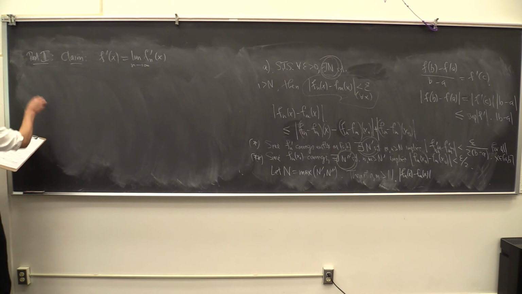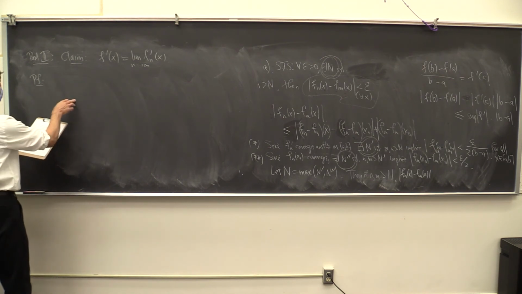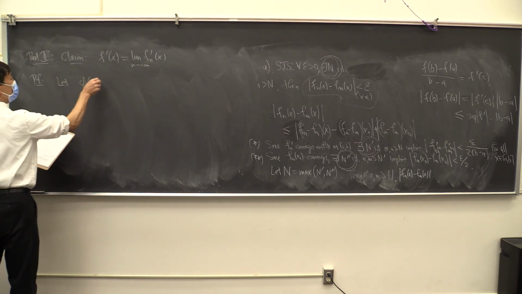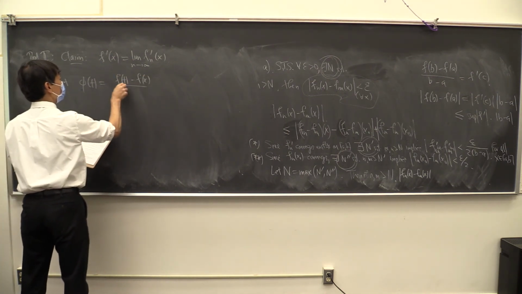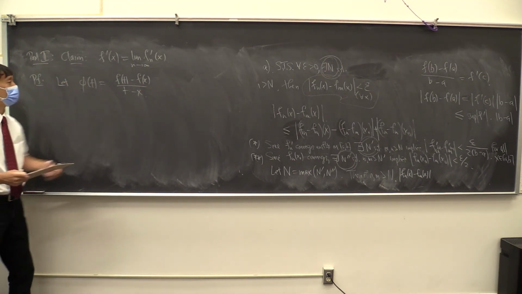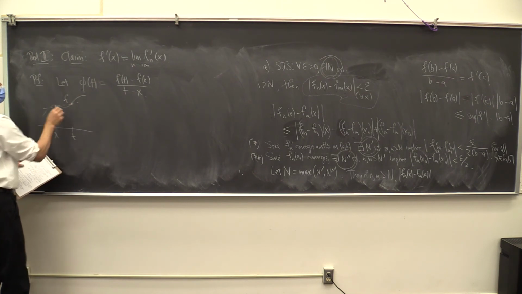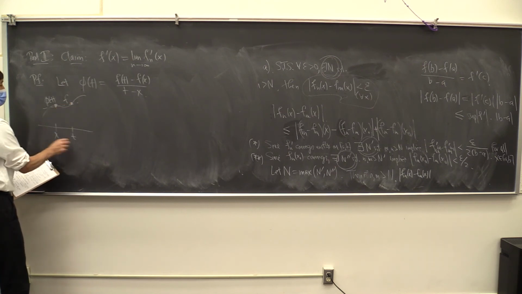Okay, so let me rewrite things, and then you'll see that things actually become very, very simple. Let phi of t denote the slope of the secant line for f. If this is your limit function f, here is x, here is t, then this is the slope of the secant line. So phi of t is the slope of the secant line from point x to point t.